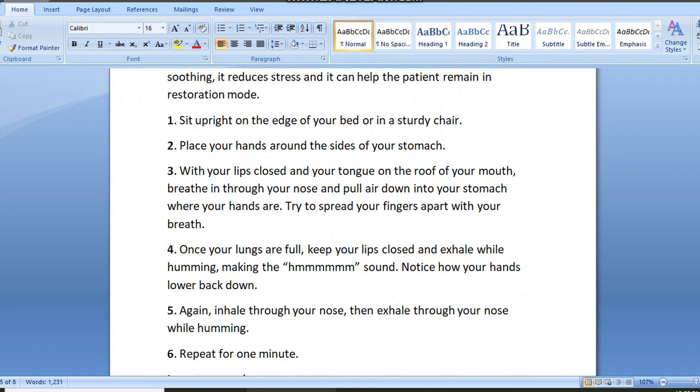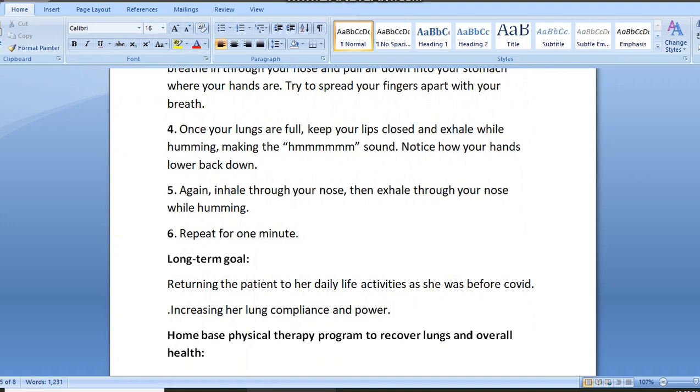Number 4. Once your lungs are full, keep your lips closed and exhale while humming, making the sound. Notice how your hands lower back down. Number 5. Again inhale through your nose, then exhale through your nose while humming. Number 6. Repeat for 1 minute.